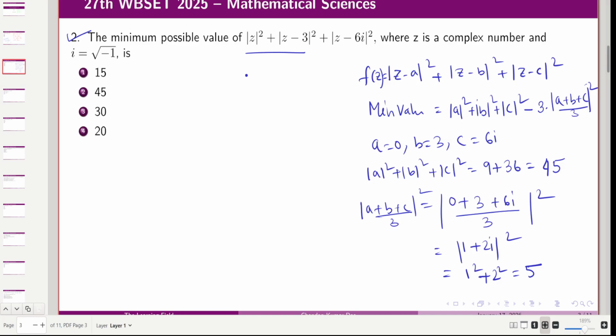So the answer is the minimum value. Minimum value equal to 45 minus 3 into mod of a plus b plus c by 3 the whole square, that is 3 into 5. So the answer is 45 minus 15, which implies 30. Option 3 is the answer. Next question.